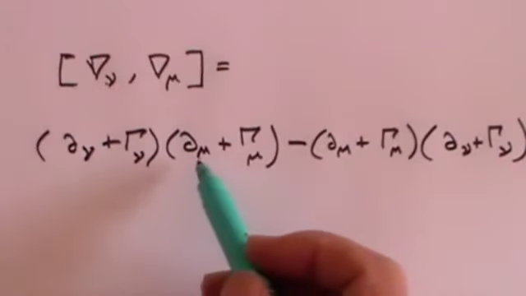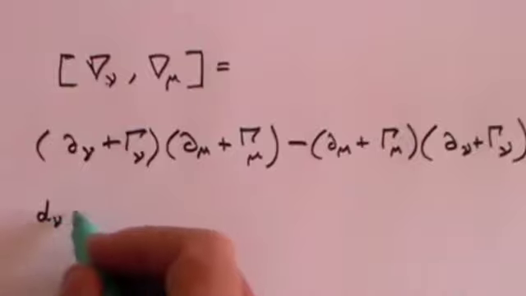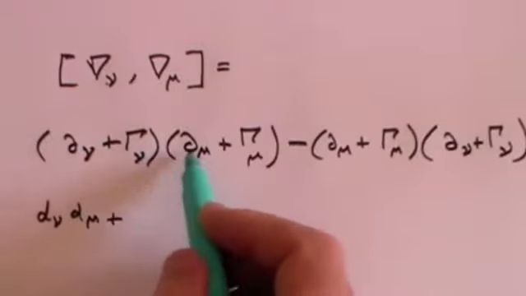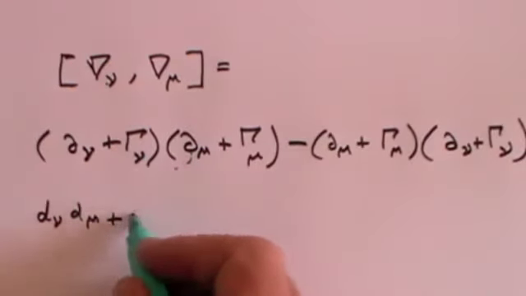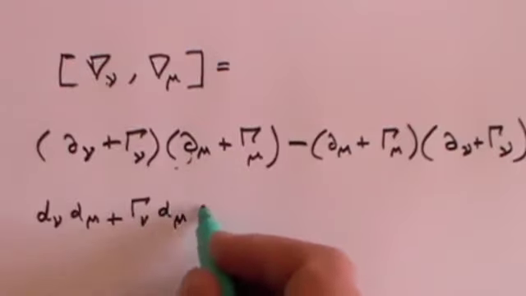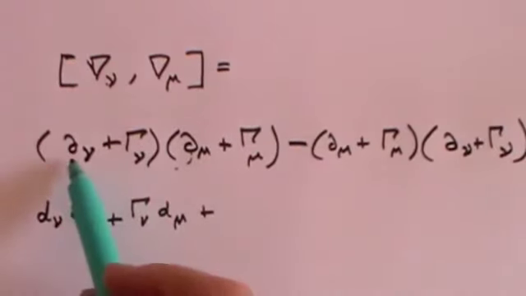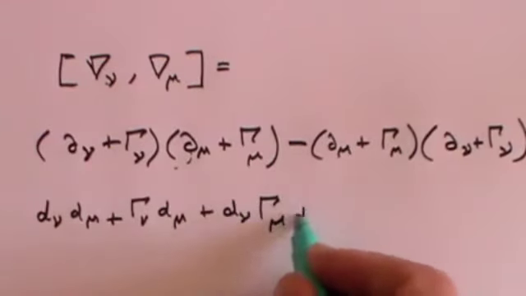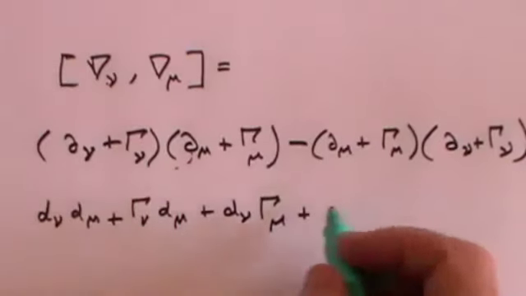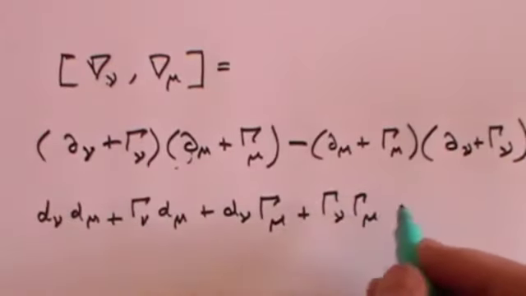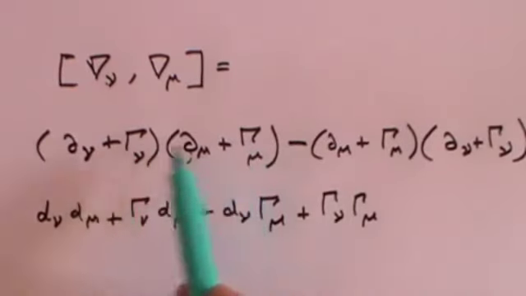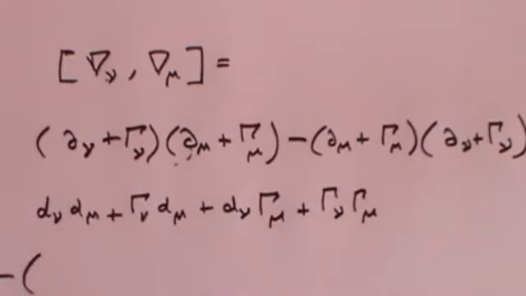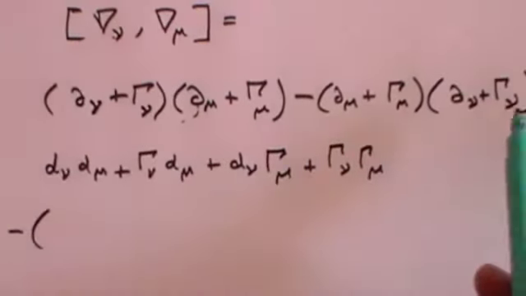So we've got a d nu times d mu term. Then we've got a gamma nu times d mu. Then we've got a d nu times gamma mu. And finally we've got a gamma nu gamma mu. And that's that all multiplied out. From that we have to subtract this term. Well, let's multiply that out.